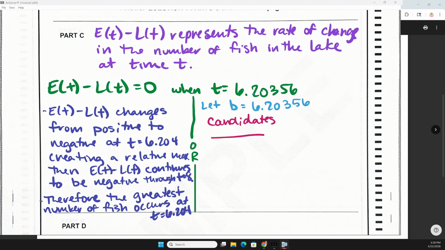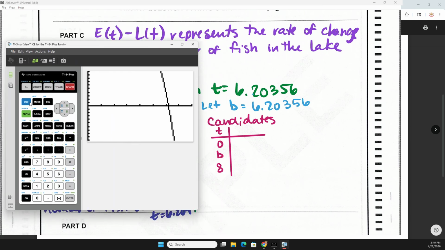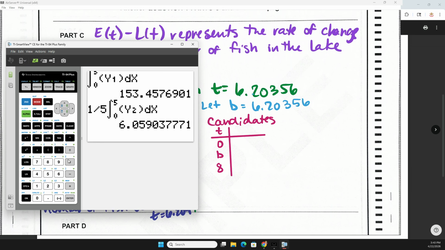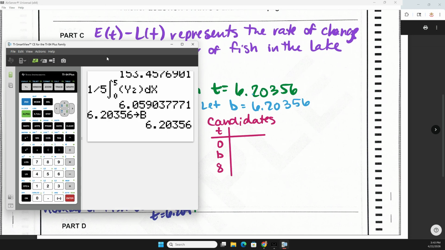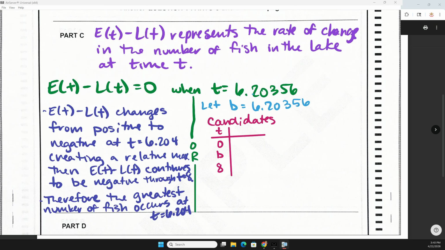And so my candidates are going to be either the endpoints, so that's 0 and 8, or where the rate of change is 0, which is at B. So that's 6.2035. And then, while I have my calculator here, I'm going to go ahead and store that. So just hit the store button, and then I'm just going to use B. All right, so now in a second, when I need that, I'll have it stored in my calculator.